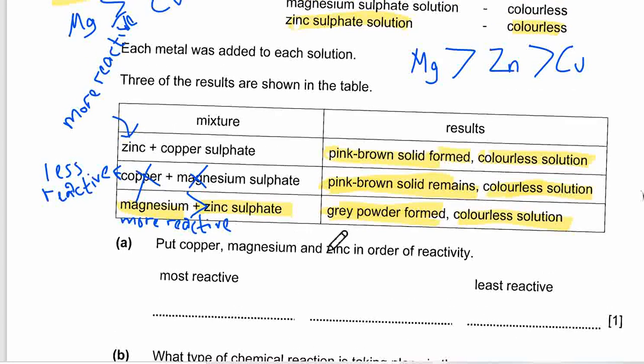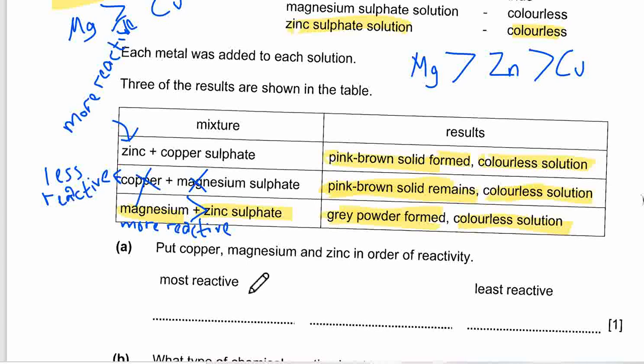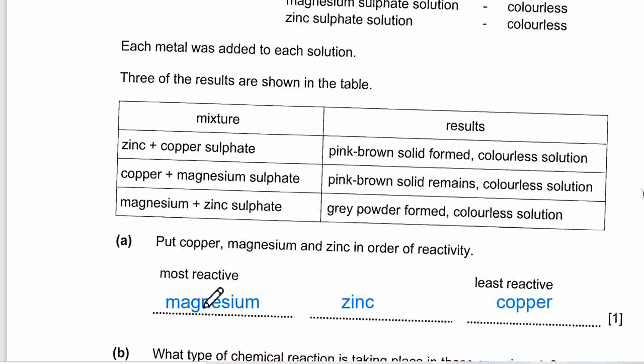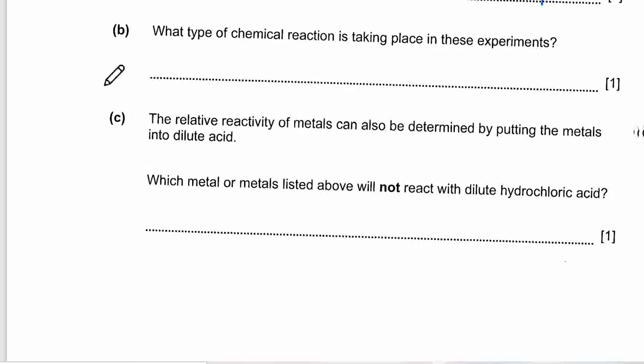Put copper, magnesium, and zinc in order of reactivity from most reactive to least reactive. We just type this down: magnesium, zinc, and copper. So we'll write down our answer: magnesium, zinc, and copper. Next question. What type of chemical reaction is taking place in these experiments? Next question. The relative reactivity of metals can also be determined by putting the metals in dilute acid. Which metal or metals listed above will not react with dilute hydrochloric acid?